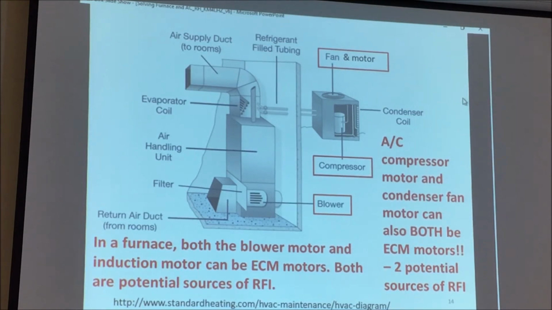And I just talked to a Lennox engineer today. He says, in a modern unit, you can have 4 independent motors, all of which can be sources of RFI. Isn't life fun?